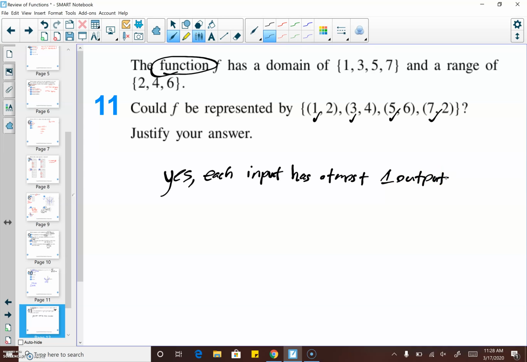So whenever you are told to explain or justify why something is a function, you want to write that definition, that each input has at most one output. Now, if you're working in the other direction where you're showing why it's not, then you want to show that there's an input that has more than one. But for this question, each input has at most one output because the 1, 3, 5, and 7 were all different inputs.